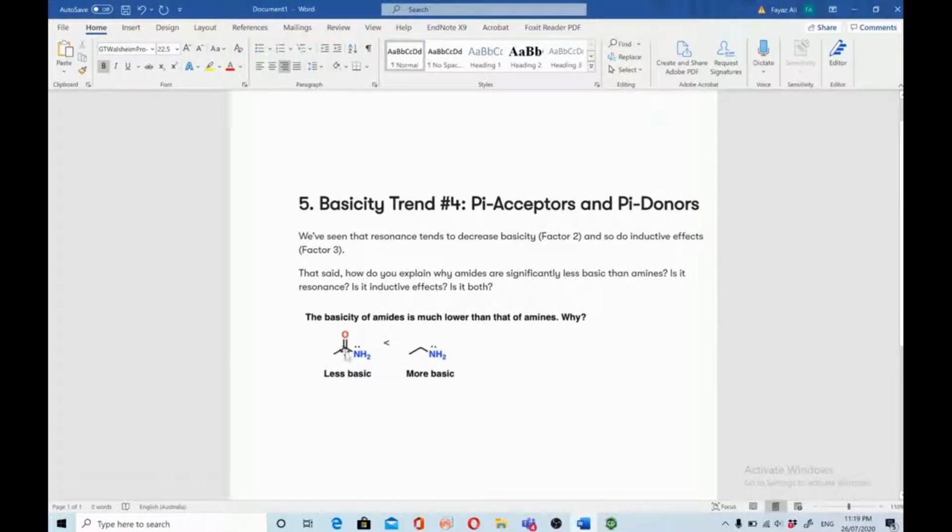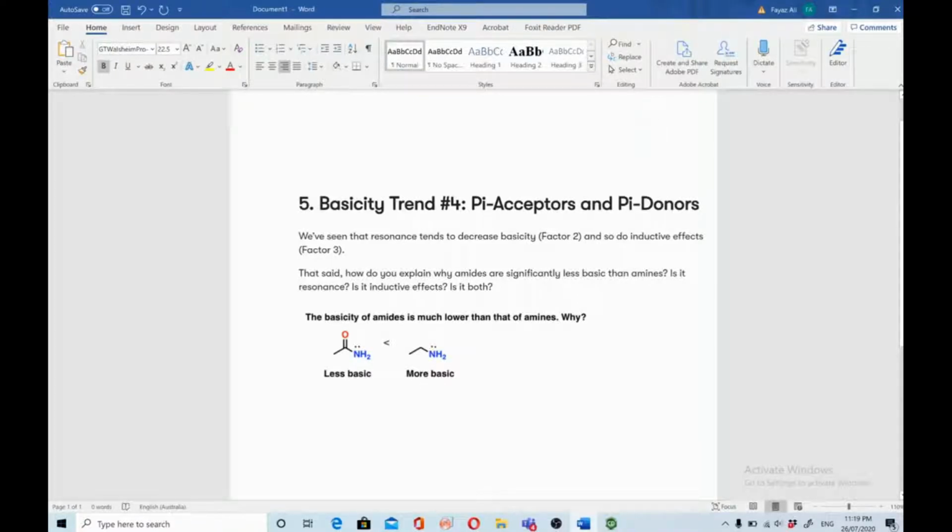Let's have a look at this example. This is an amide and this is an amine. These are two common organic functional groups. Now, in order to understand why amides are less basic and why amines are more basic: because of the presence of a resonance structure in the amide, this nitrogen lone pair is busy in delocalization, and this lone pair of nitrogen is free. It's not involved in any resonance.